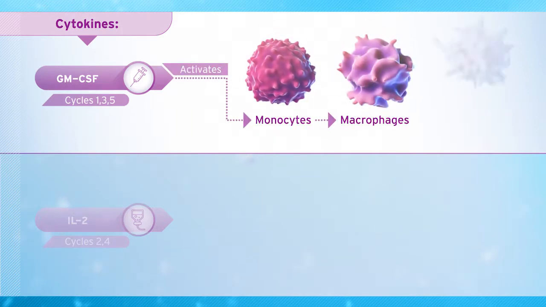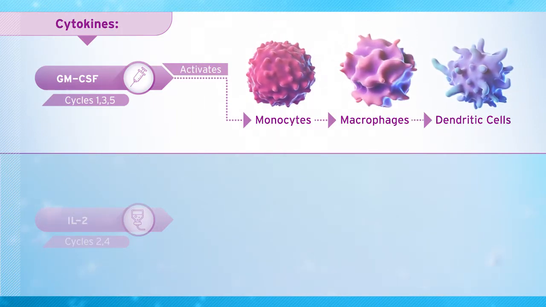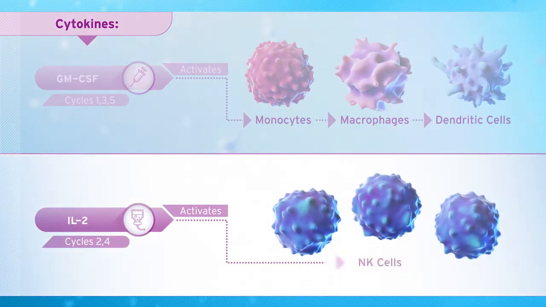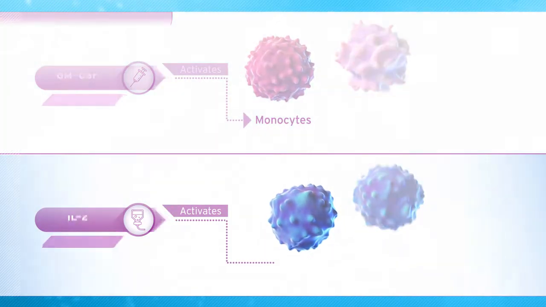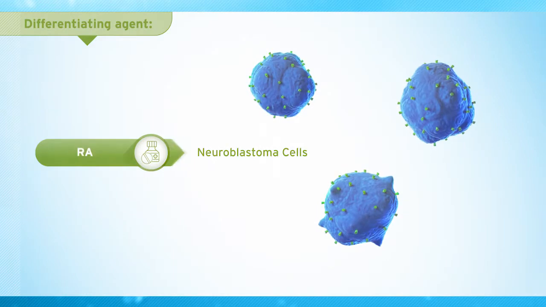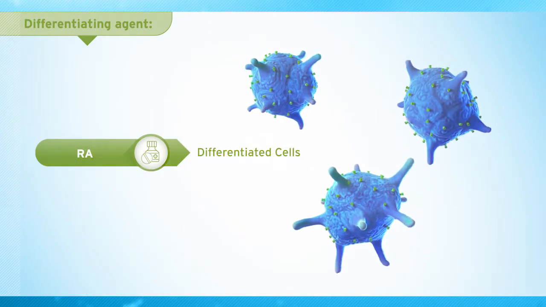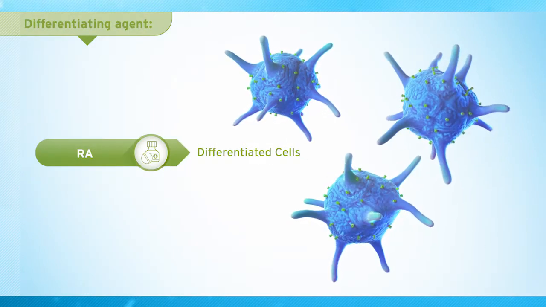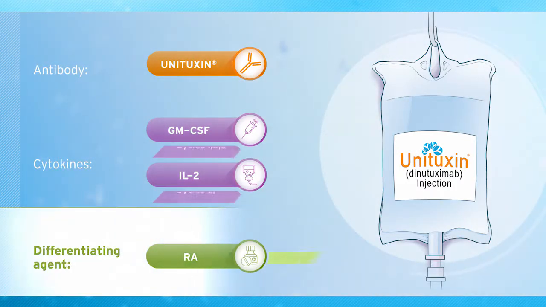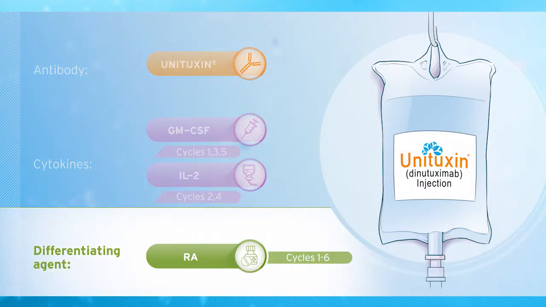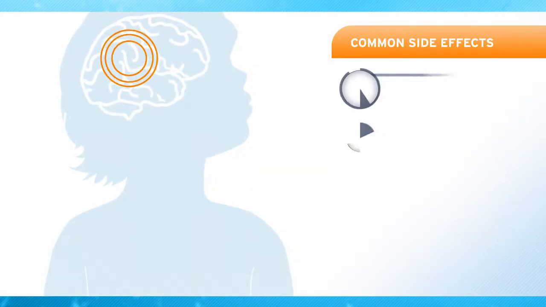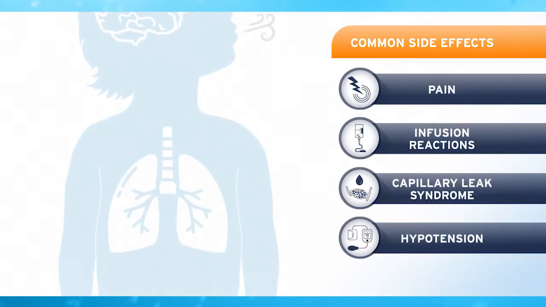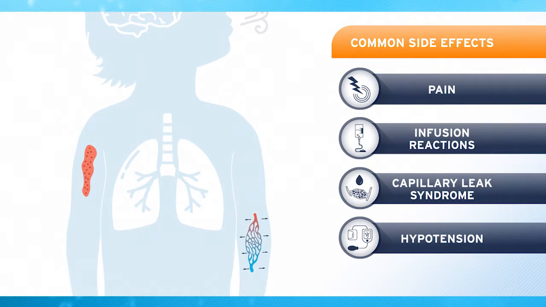GM-CSF has been shown in both in vitro and in vivo to activate monocytes, macrophages, and dendritic cells, while IL-2 has been shown to activate NK cells. RA has been shown to induce differentiation of neuroblastoma cells and is included in all 6 cycles of the antibody regimen. It is common for patients to experience side effects, some of which are serious, during Unituxin antibody treatment.